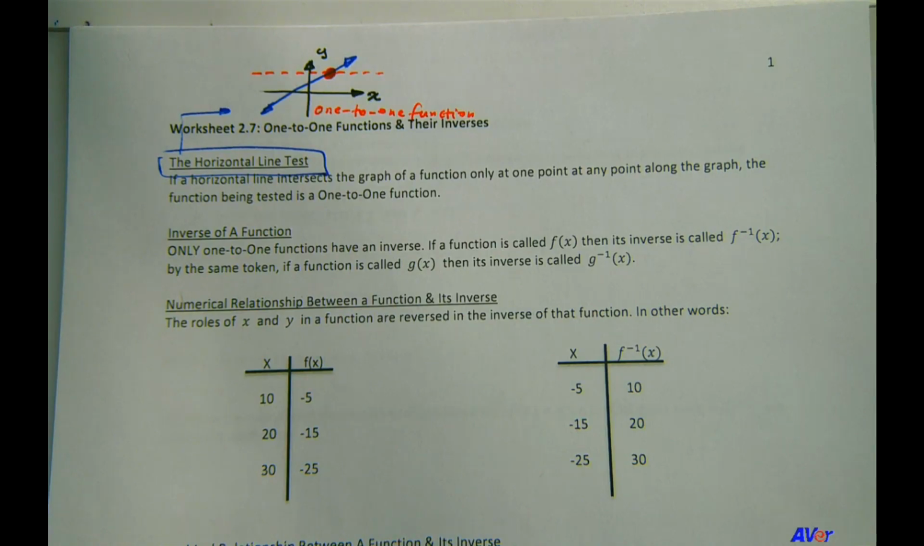The horizontal line test doesn't tell us whether we have a function or not. It tells us whether we have a one-to-one function or not. Many functions, mathematical entities or equations can be categorized as a function, but they may or may not be a one-to-one function. So the horizontal line test tells us whether or not we have a one-to-one function. All right, so that's a good example of a one-to-one function.